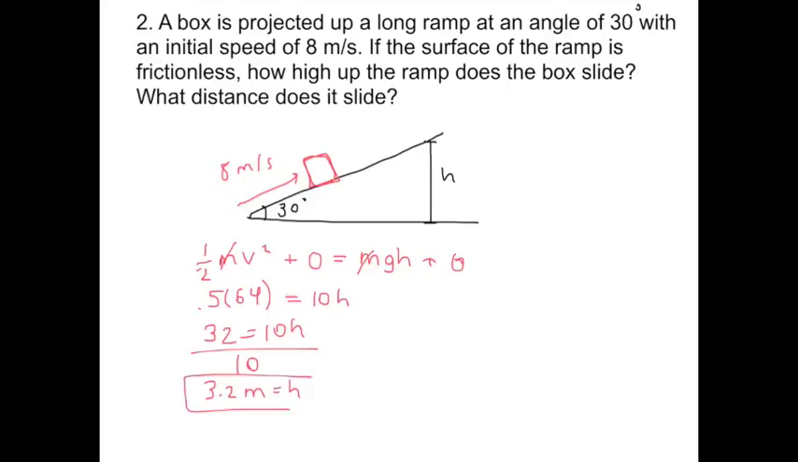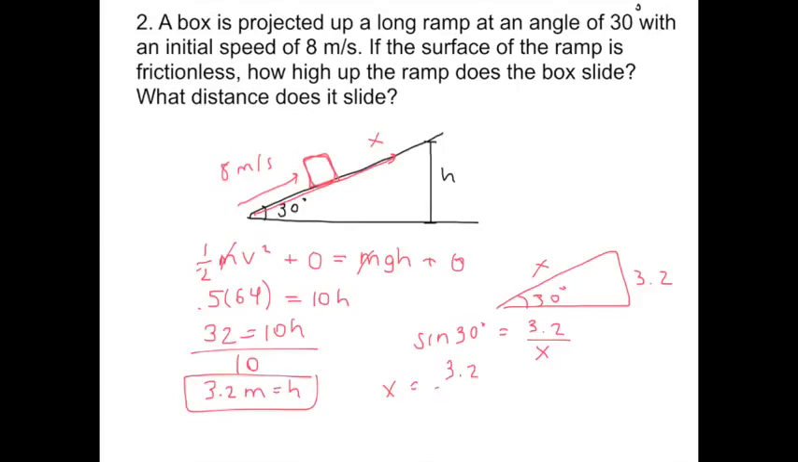We'll call that h. Now we're solving for the length up the ramp, so this distance, we'll call that x, that the box slides. So for this, we'll use some trigonometry. We have this side h is 3.2, the angle is 30 degrees, and we're solving for x. So we'll say sine 30 degrees equals opposite, which is 3.2, over hypotenuse, x. Therefore, x equals 3.2 over sine 30 degrees. We know that the sine of 30 degrees is 0.5, so we'll divide to get that x equals 6.4 meters. That's how far the box travels up the ramp.